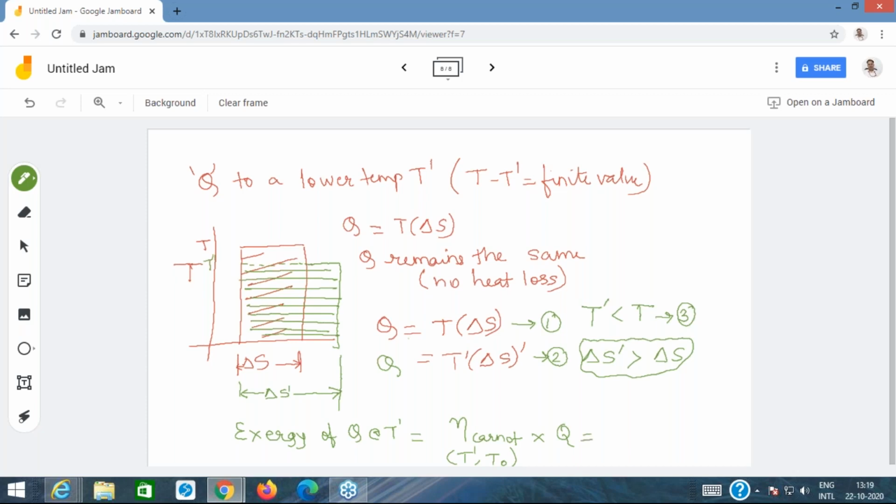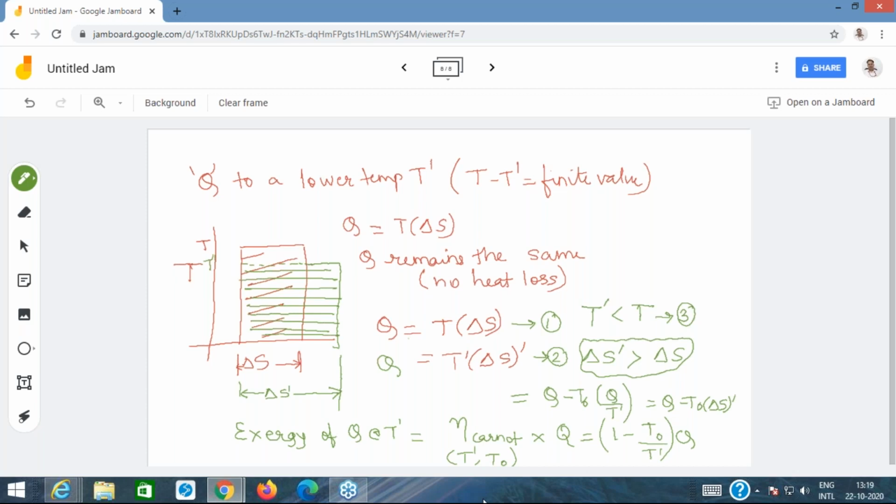So this is equal to 1 minus TL, that is T naught, upon T dash, 1 minus T naught upon T dash, into Q, which is equal to Q minus T naught Q by T dash. But what is Q by T dash? It is delta S dash. So it is Q minus T naught delta S dash.